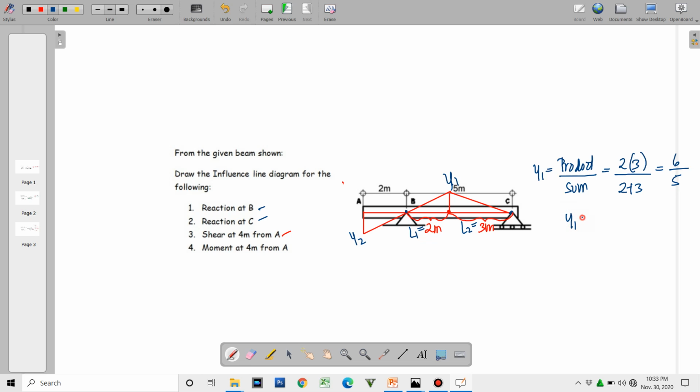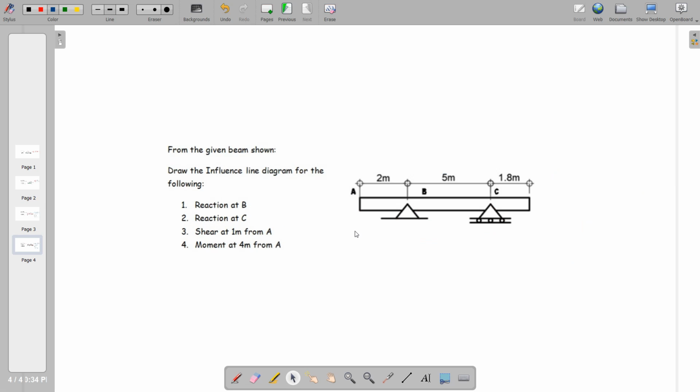So y1 will be equal to 1.2. And then we apply ratio and proportion between triangles involving y1 and y2. So the base of y1 is 2, is to y2 is to 2. And therefore, y1 will just be equal to y2, which is equal to 1.2. Okay, so that's it for this problem. Moving on to the next problem.